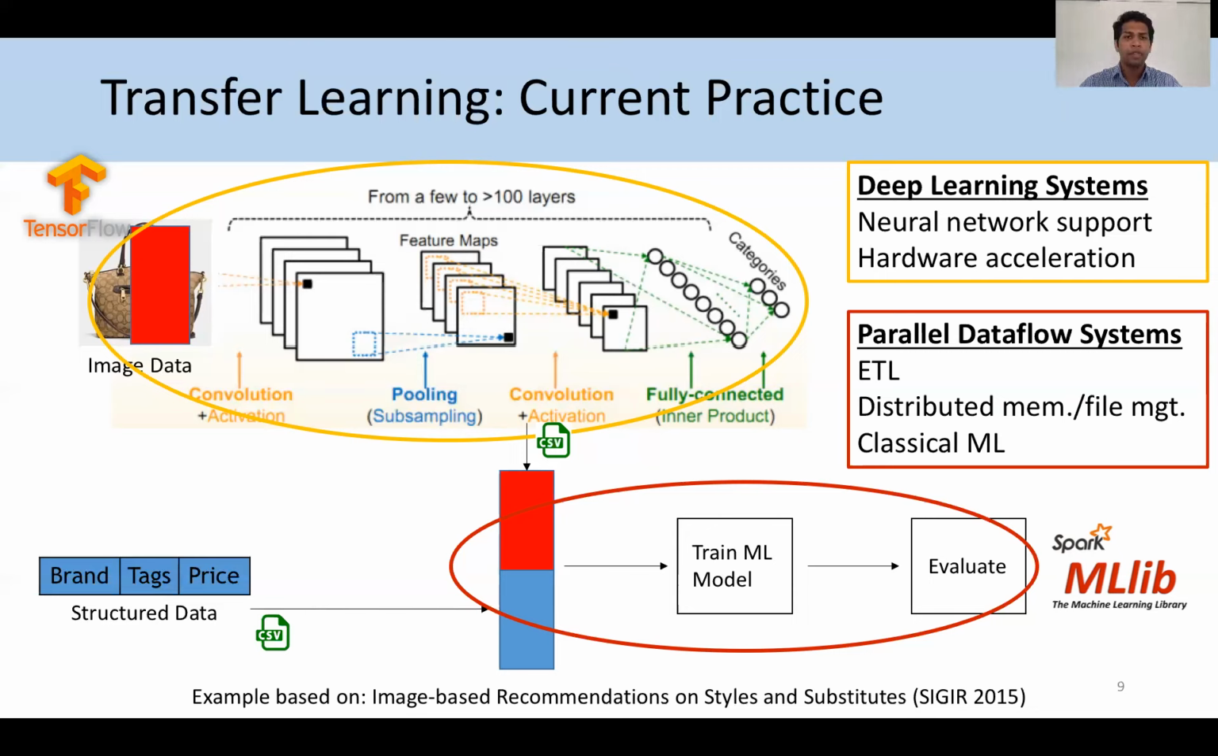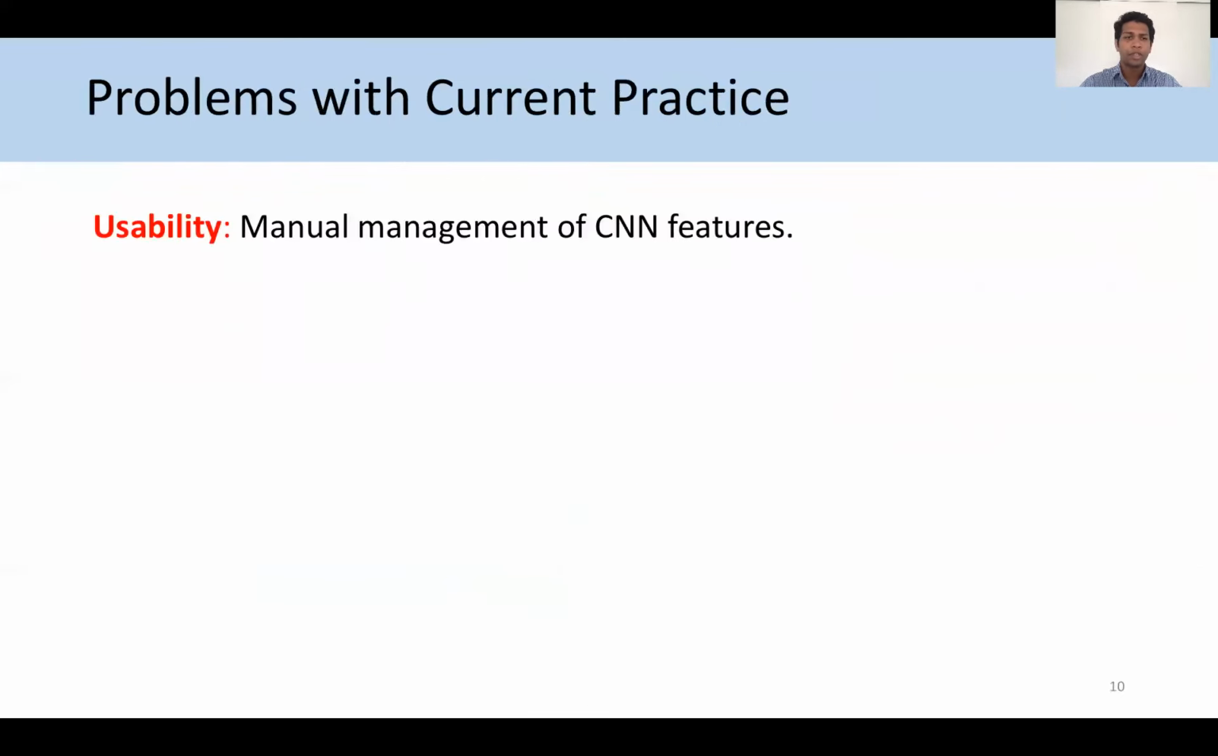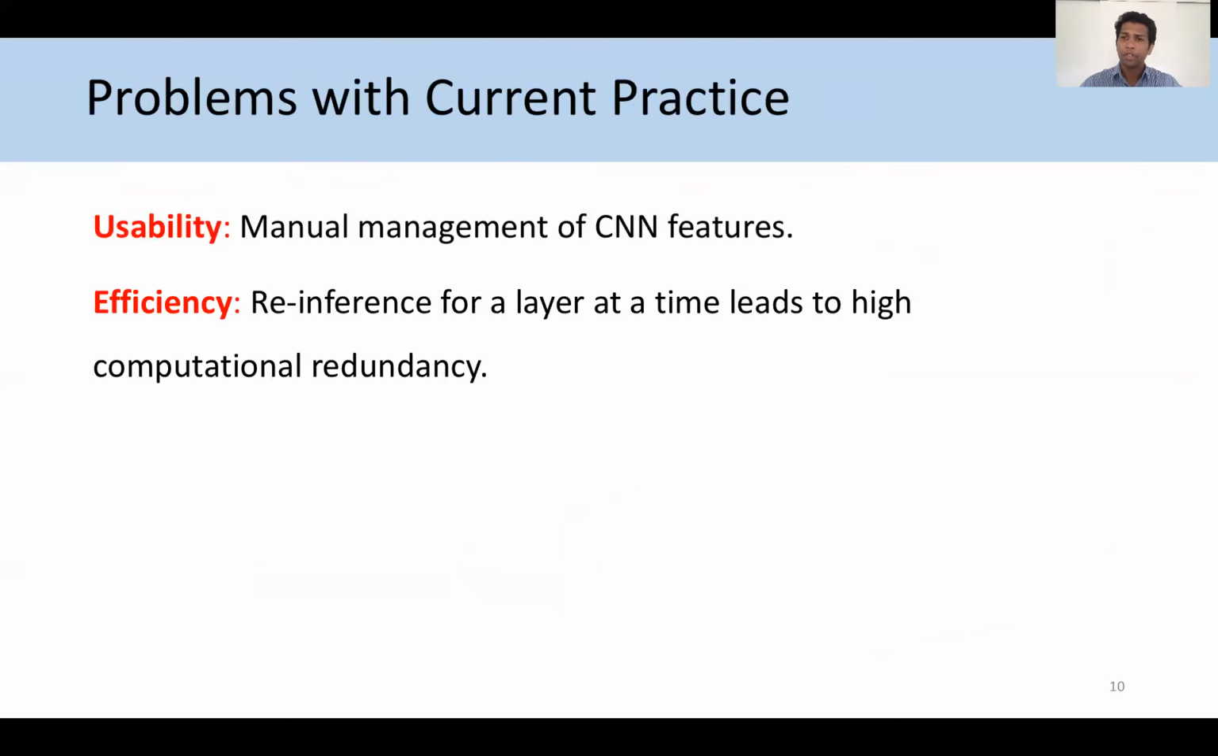This dichotomy between scalable systems for performing analytics today causes several issues for workloads that want to jointly analyze image data and structured data. First, there's a usability issue because now users have to manually manage CNN features by writing them into files. There's an efficiency issue because extracting one layer at a time causes a lot of redundant computations.